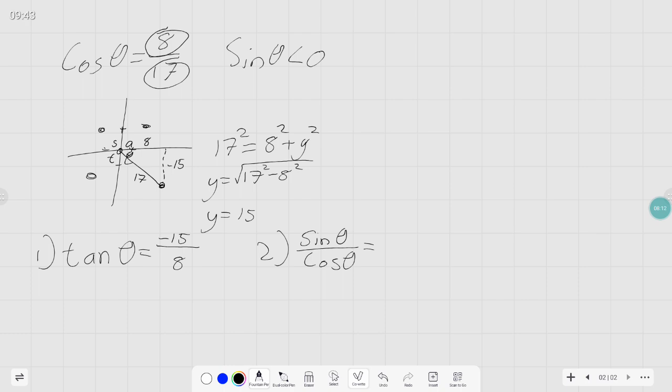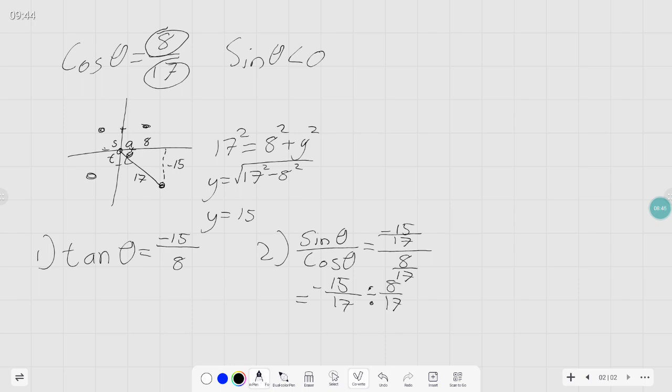Sine is opposite over hypotenuse. So it is negative 15 over 17, divided by cos, which is 8 over 17. Now let's simplify this. It's the same as saying negative 15 over 17 divided by 8 over 17.